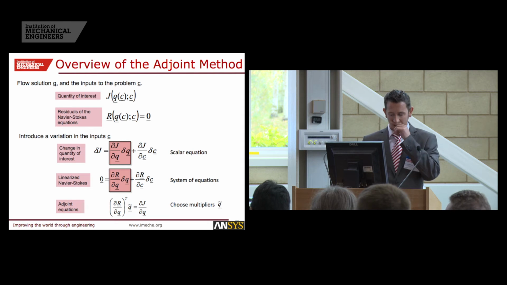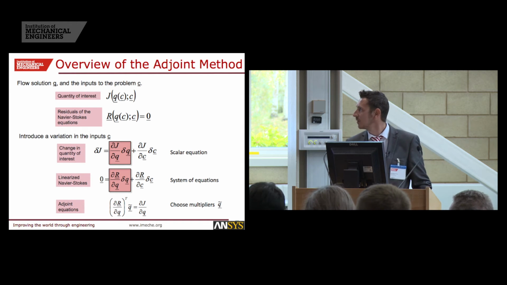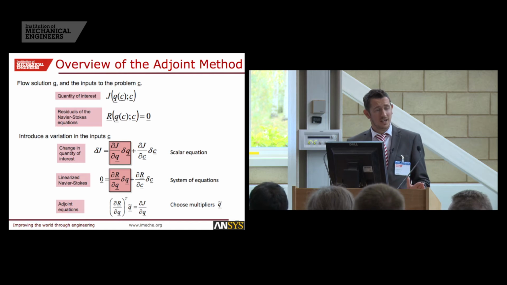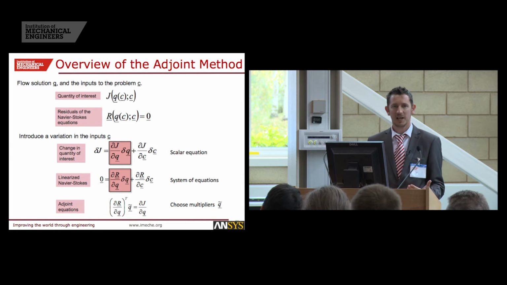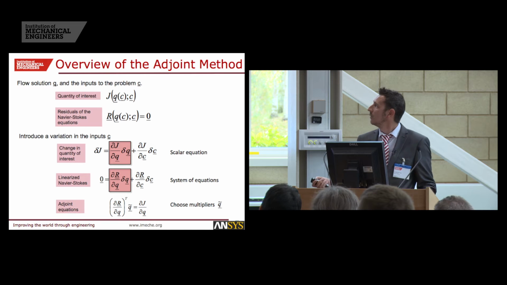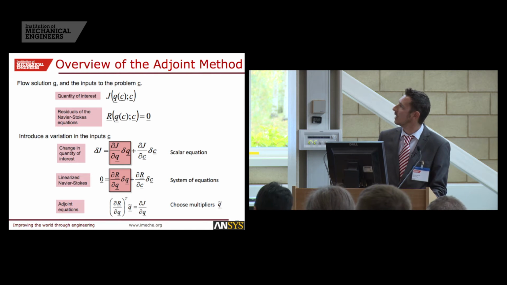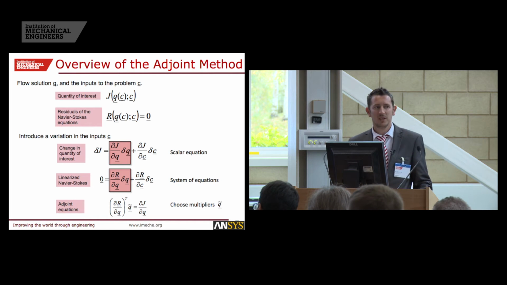Okay, so a slide of some maths, but we won't go into too much detail. As I say, these solvers have been developed over an extended period of time, so we won't go into too much detail on this, but just to give you a flavour of how the solver works. If we look at our quantity of interest, which is our J value here, there's a relevance on the quantity of interest from the flow solution and the inputs into the problem. Similarly, from a CFD Navier-Stokes solution, we'll have the residuals, which equate ideally to a zero value.